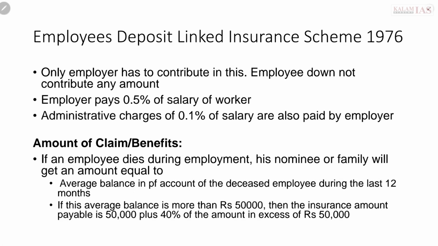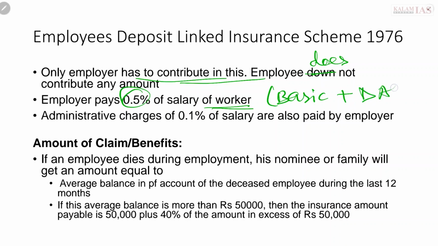Now let's come to the Employees Deposit Linked Insurance Scheme 1976. We'll just cover this briefly. Only the employer has to contribute in this. The employee does not contribute any amount. The employer pays 0.5% of the salary of the worker. Once again, this is basic plus dearness allowance. The administrative charges of 0.1% of salary are also paid by the employer.